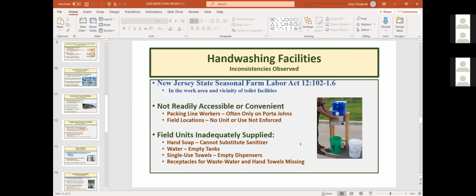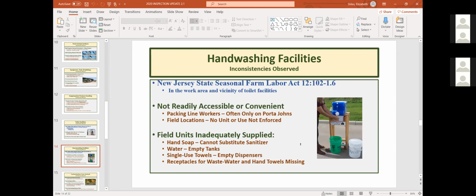Hand washing facilities, the Seasonal Farm Labor Act says that these need to be in the work area in the vicinity of the toilet facilities. In some cases, hand washing is not readily accessible or convenient enough that it's actually being used. There are a few instances of packing lines, packing houses where they had porta-johns quite a ways, 100 yards off. And people would be less likely to go out there and use them if they're, for instance, using their cell phone. They wouldn't want to go all the way out there. So make sure they're convenient.